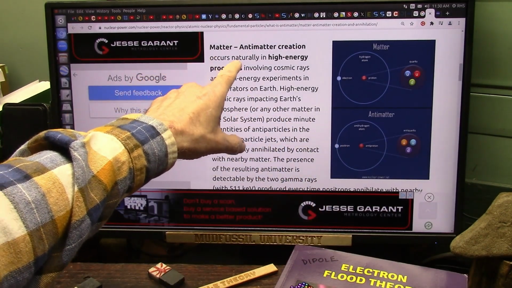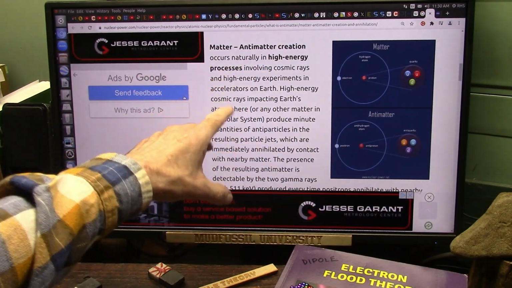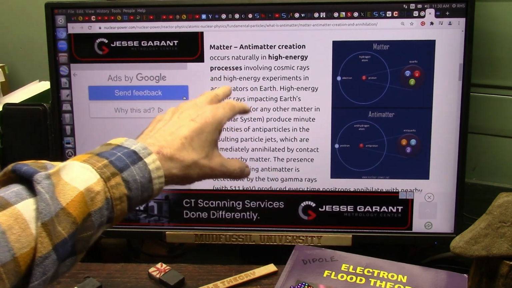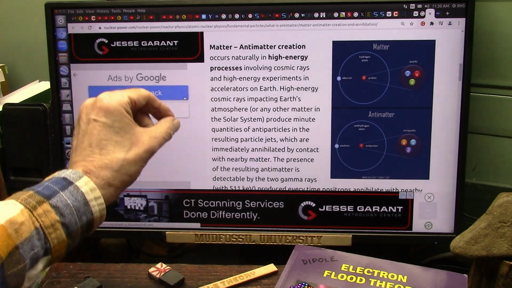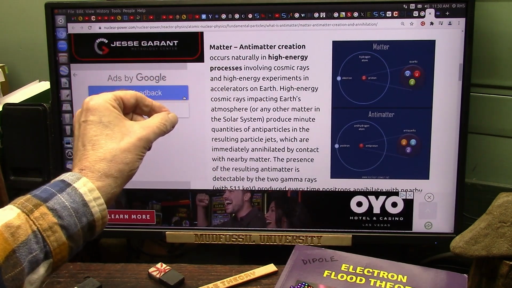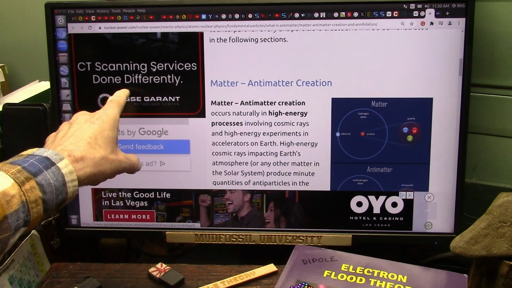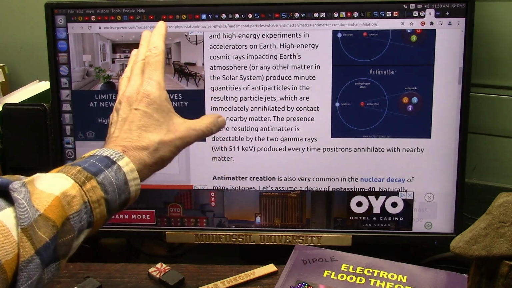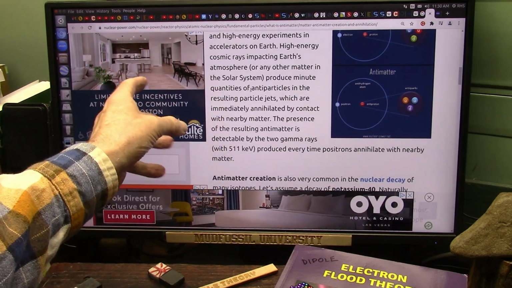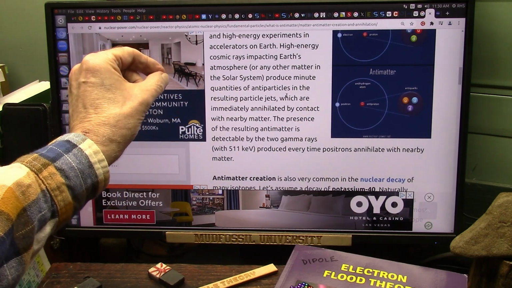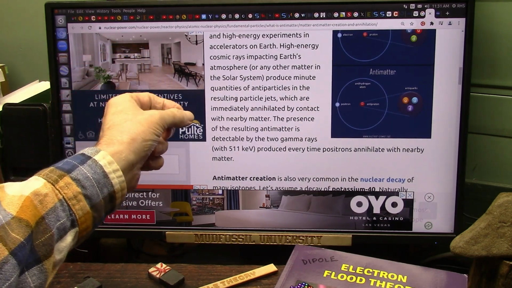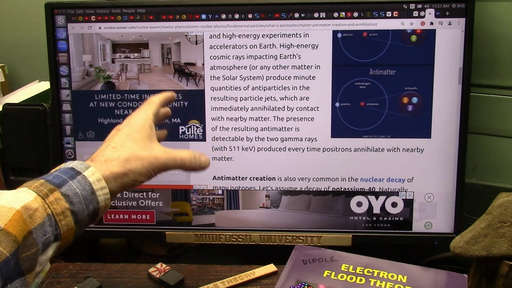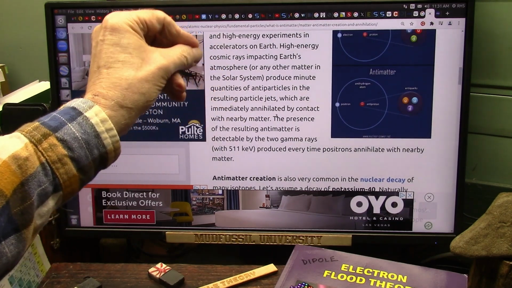And they're talking about it occurs naturally in high energy processes like nuclear explosions and extremely high energy accelerators. Well, we did a high energy accelerator, but it was just kind of micro. See, Jesse Grant, they're the ones that did all my CAT scanning. They did 7 CAT scans for me. Now, it produces minute quantities of antiparticles, which are the little black particles, resulting in particle jets. They'll stay right together, which are immediately annihilated by contact with nearby matter. The white particles suck them right back in.